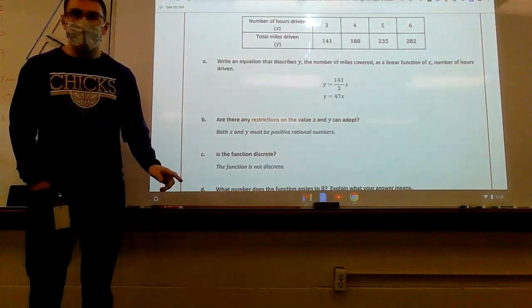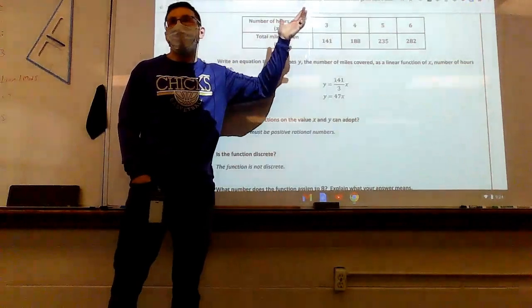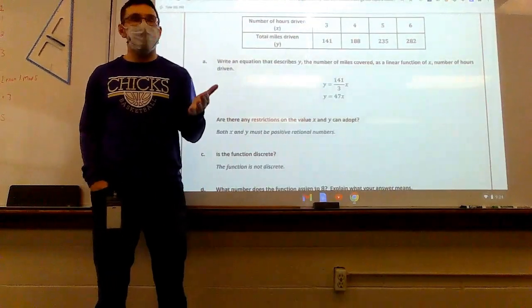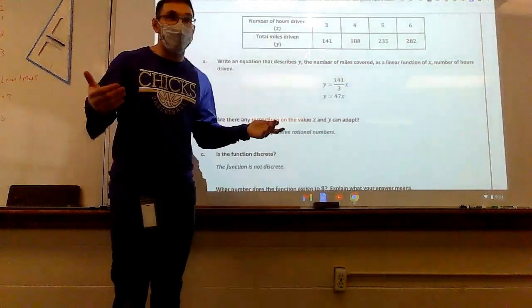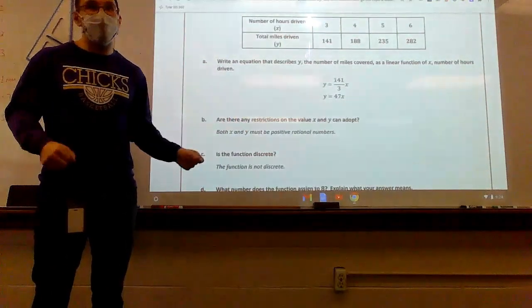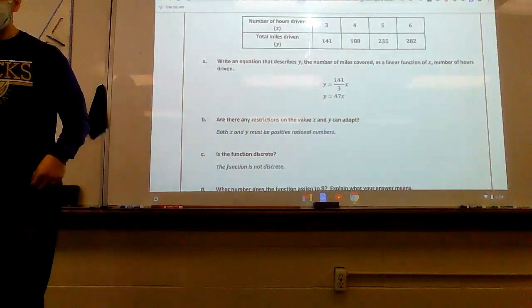Is it discrete? So if I'm looking at this, you're like, oh, they're all whole numbers, it's got to be discrete. Again, I'm able to drive a quarter of a mile. So that's 0.25 or 1/4. That's a fraction. That makes it not discrete. Questions still?